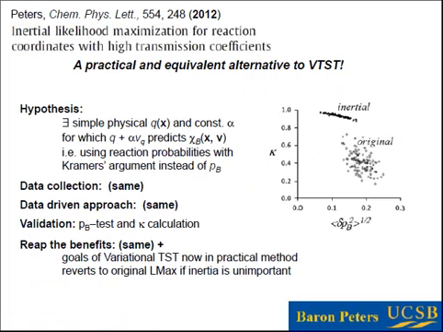And what is, I think, pretty exciting is that there's now a version of likelihood maximization that we published in 2012 that allows you to automatically go after coordinates that give you high transmission coefficients. And this, I'm going to claim, is actually a remarkably practical, easy, and equivalent alternative to doing this tedious VTST approach.